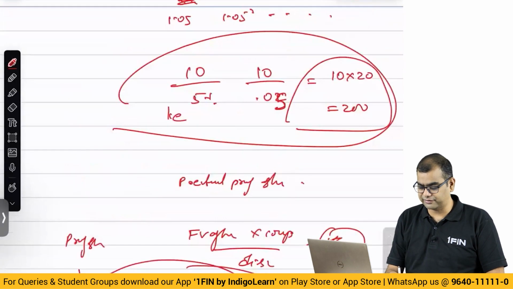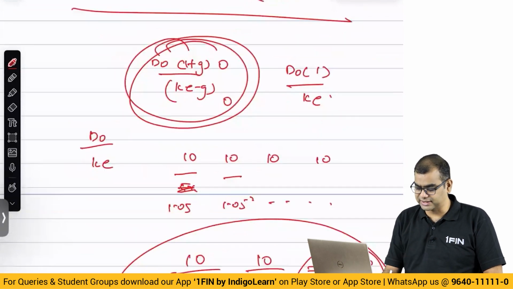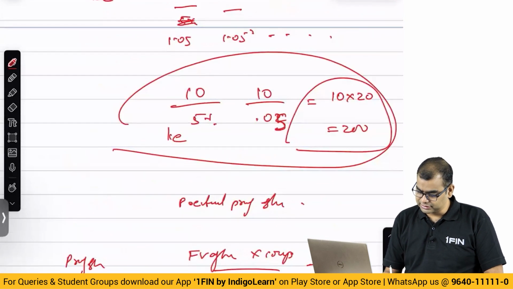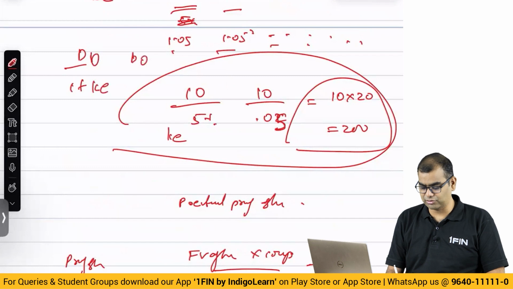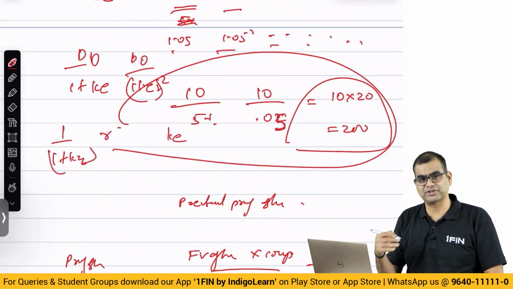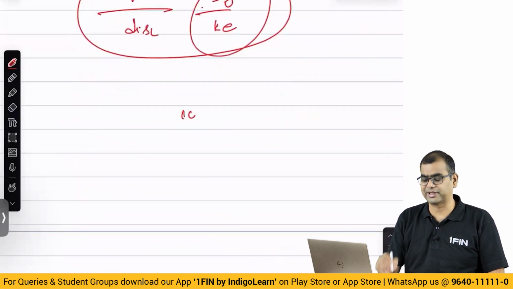And where did we get this? We got it by substituting 0 here. Even if you do the sum of an infinite GP for a series like this, what is that series? 10, I wrote here already: 10 by 1.05, 1.05 whole square, and so on. You do D0 by (1 plus KE), D0 by (1 plus KE) whole square, where 1 by (1 plus KE) is r, right. So a by (1 minus r), you substitute this formula, you will get the same answer, which is D0 by KE. Don't worry about it unnecessarily, remember this particular formula.